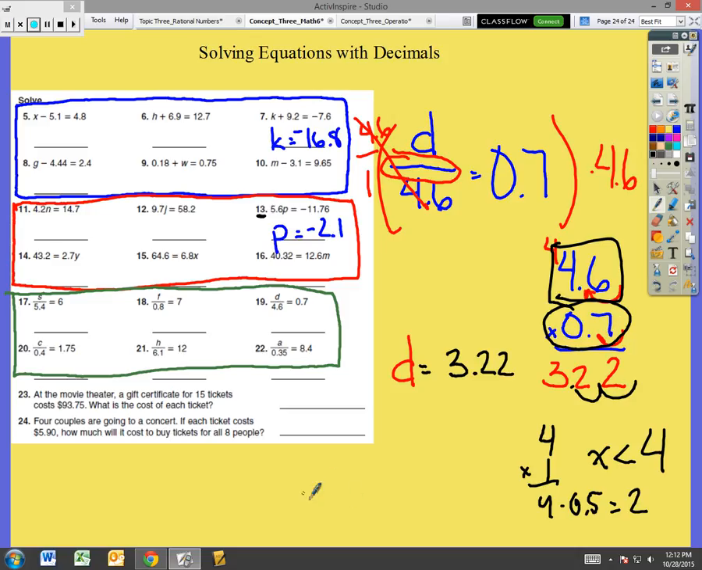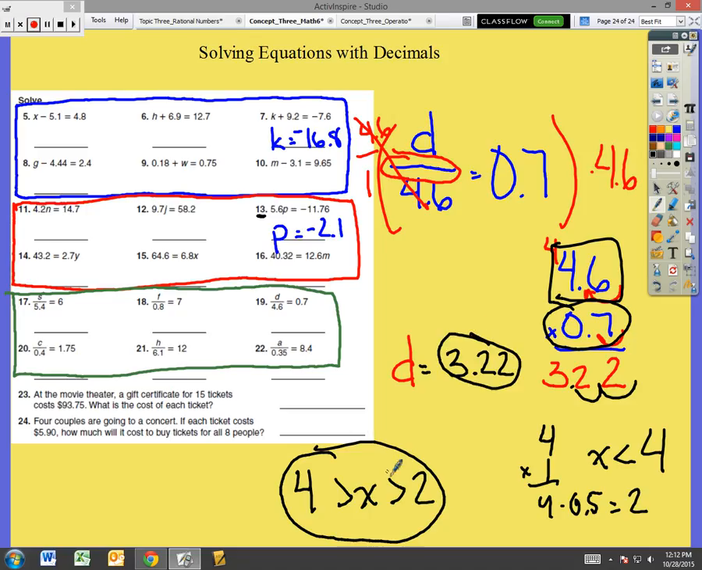So that means if I am thinking about this, D should be greater than 2, but D should be less than 4 if I want to give an estimate. And my answer of 3 2/10 fits this inequality that I used to help me estimate.